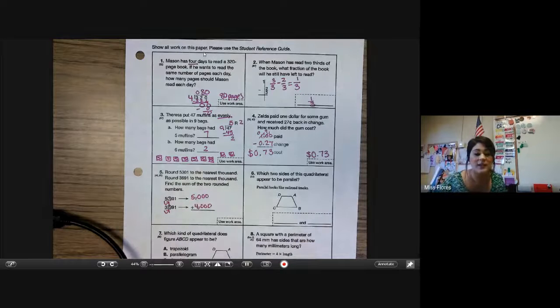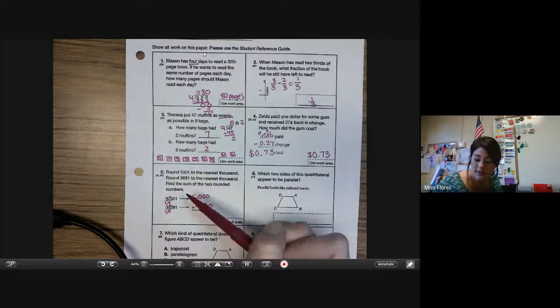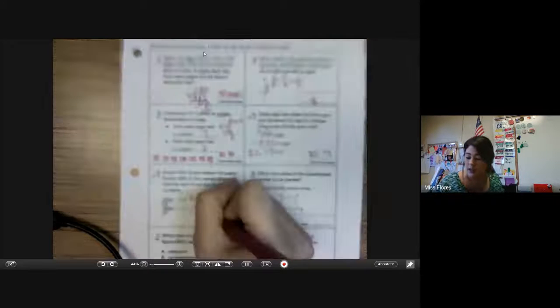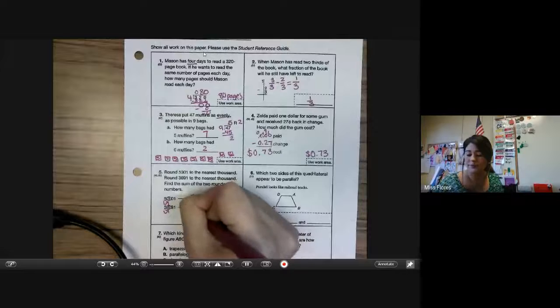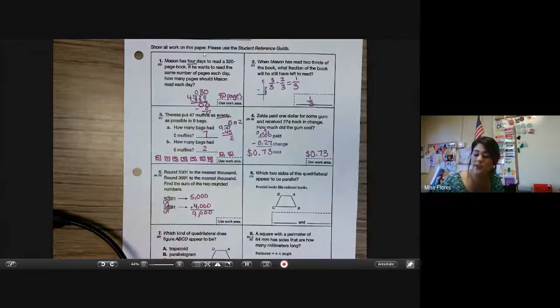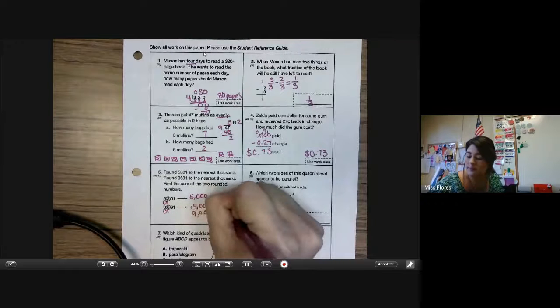All right, then it says to find the sum. So we know that sum means that we're going to add. All right, so we're just going to add straight down. 0 plus 0 plus 0. And then 5 plus 4, which is 9. So you get 9,000.